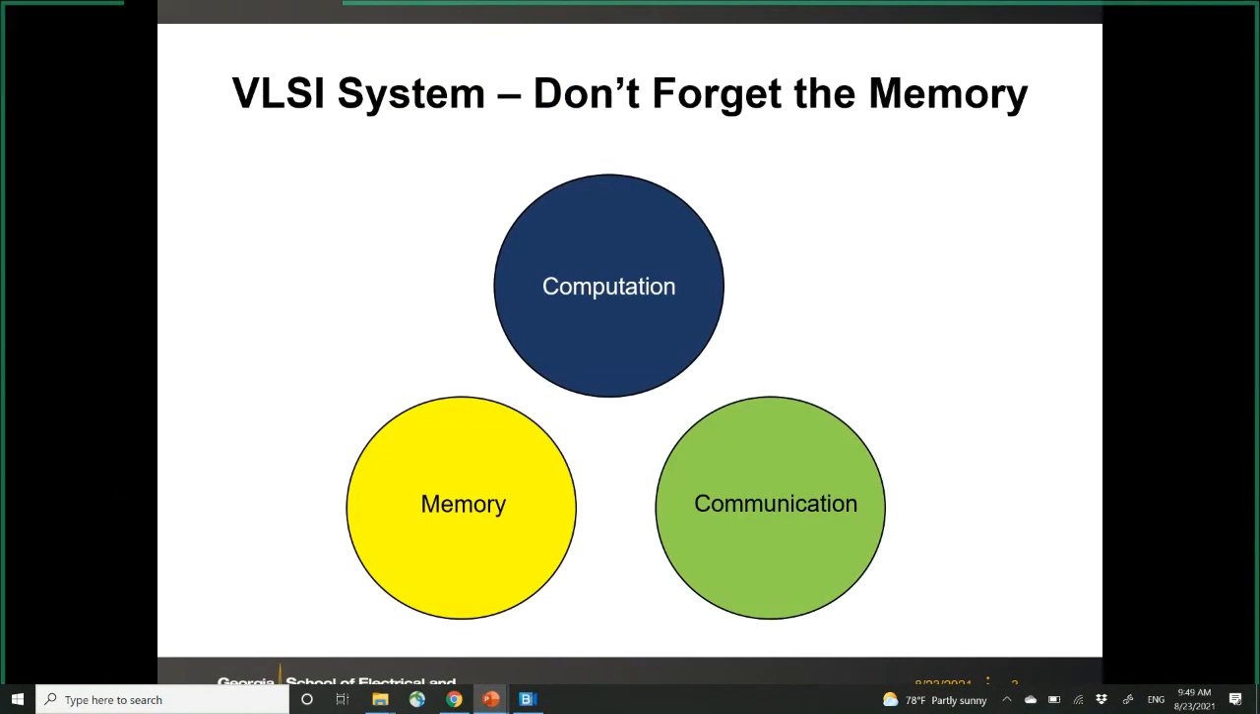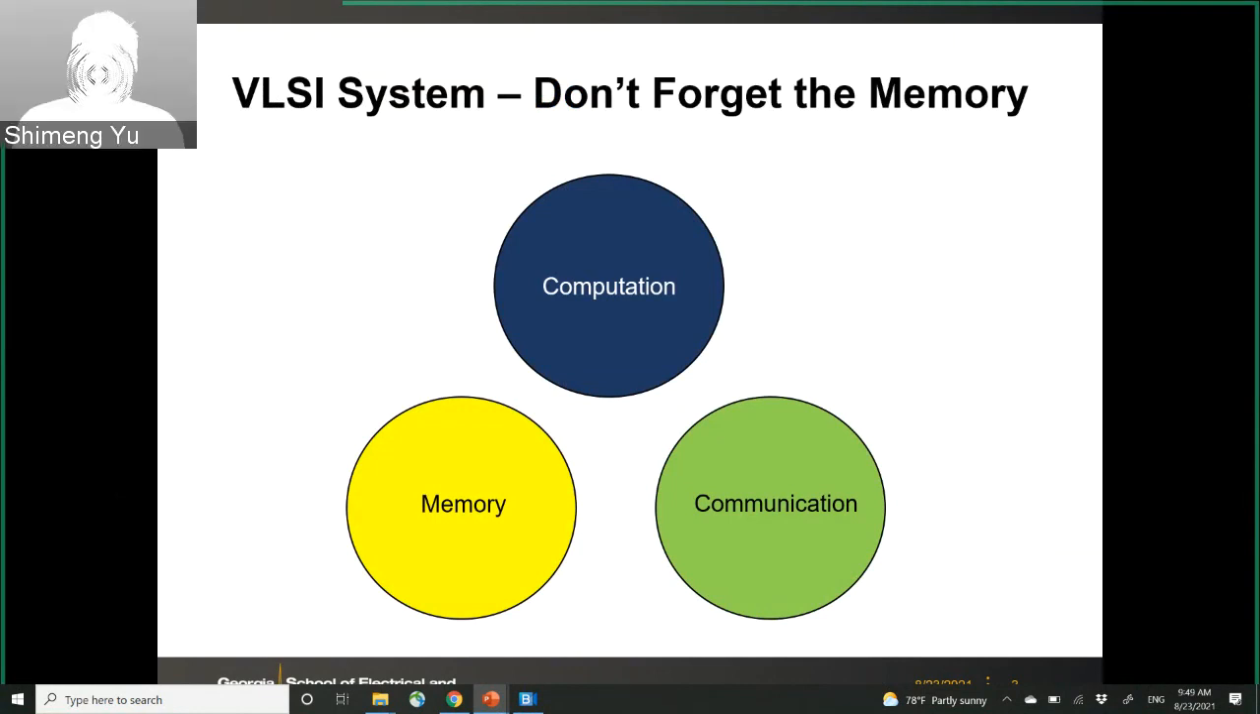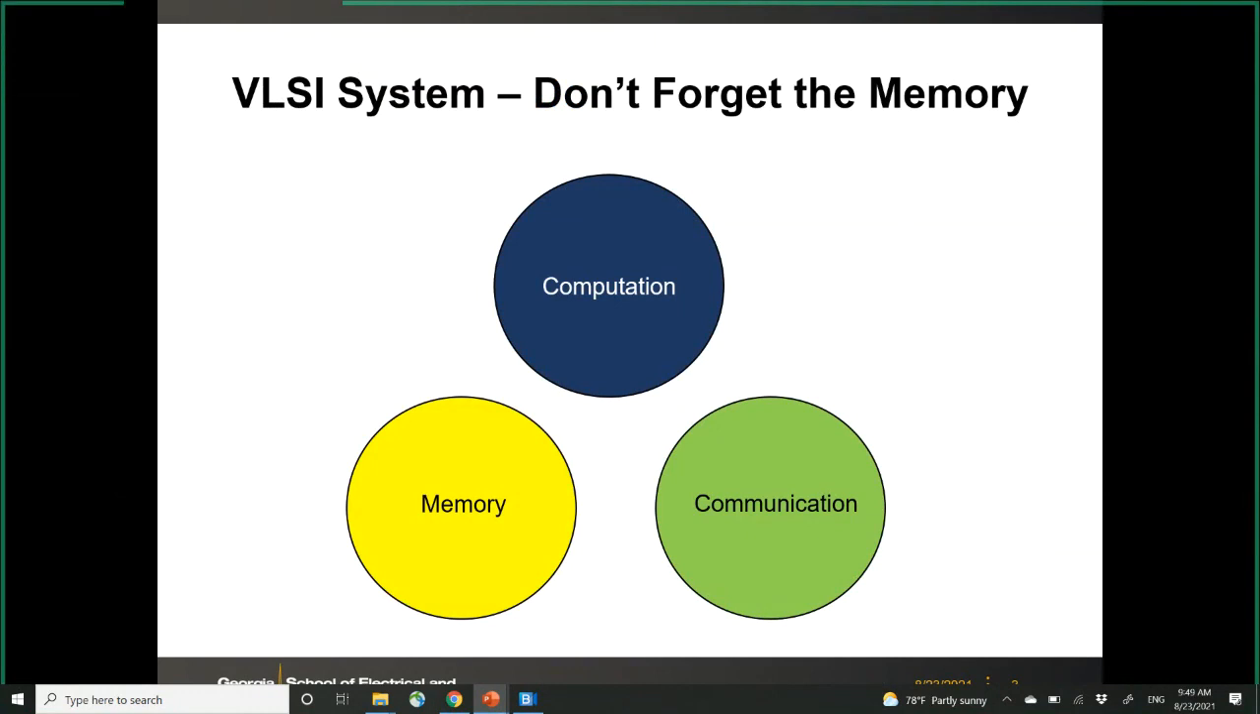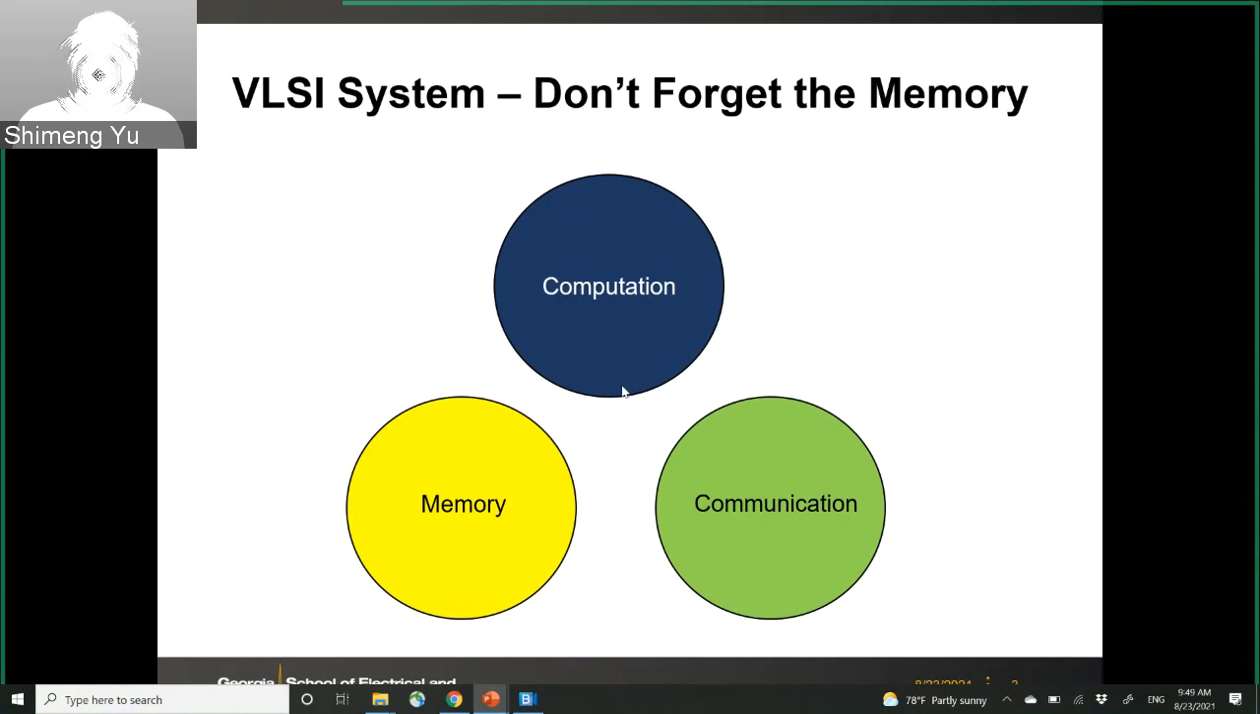So first of all, for a VLSI system, don't forget about the memory. If you look at the computer system today, we have three pillars to build up the system. You need the computation modules, like your processor, and then we need the memories to store the data, and then you need the communication channels to fetch the data from the memory to the computation units, and then save the data back. So you need those three components.